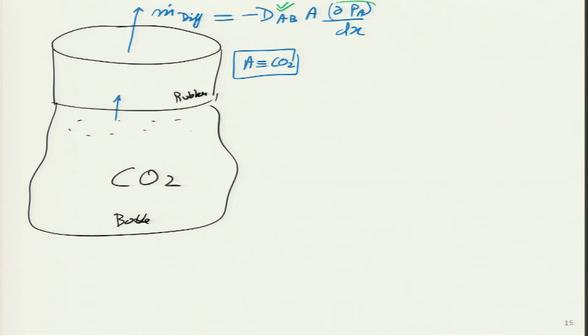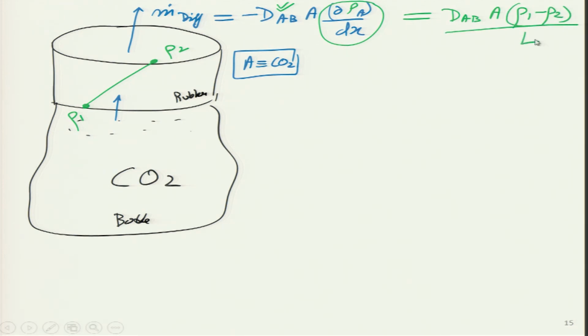What is this gradient over here? By the way, this is not P, this is rho. I have written it in this way, this is rho A. Under steady state, here the concentration will be high, here the concentration value is low, which means here it is density 1, here it is density 2, which means I can rewrite this particular equation as DAB into A into density 1 minus density 2 divided by L, if this is the length of the cap.